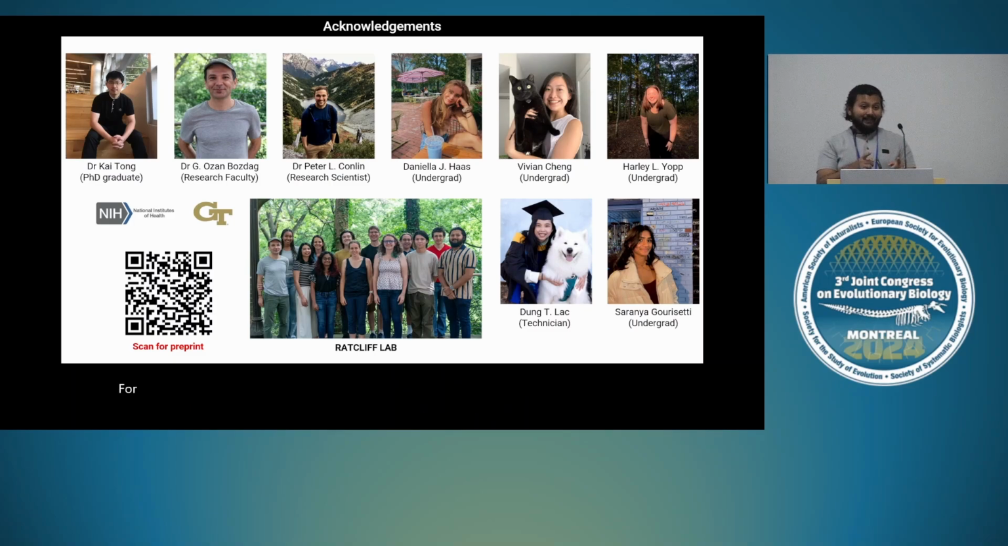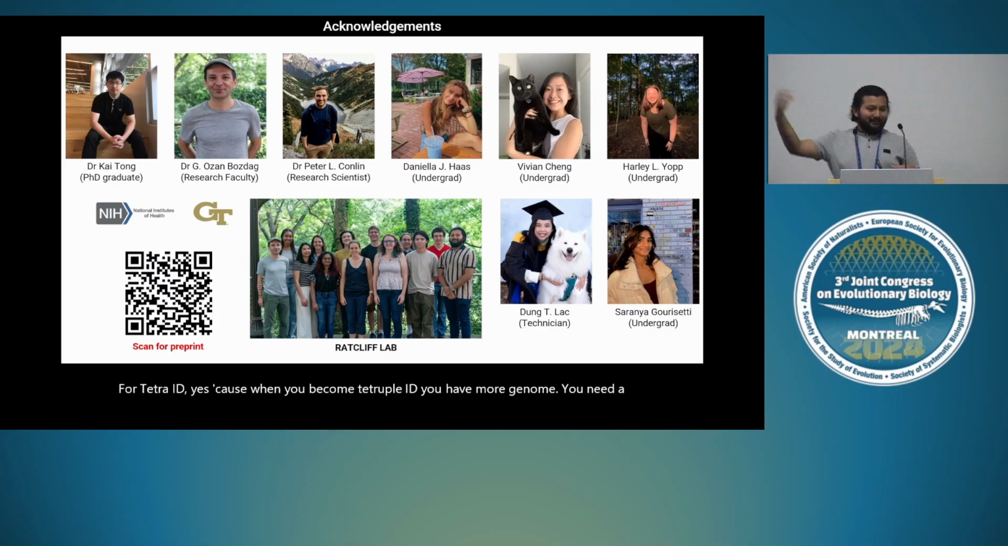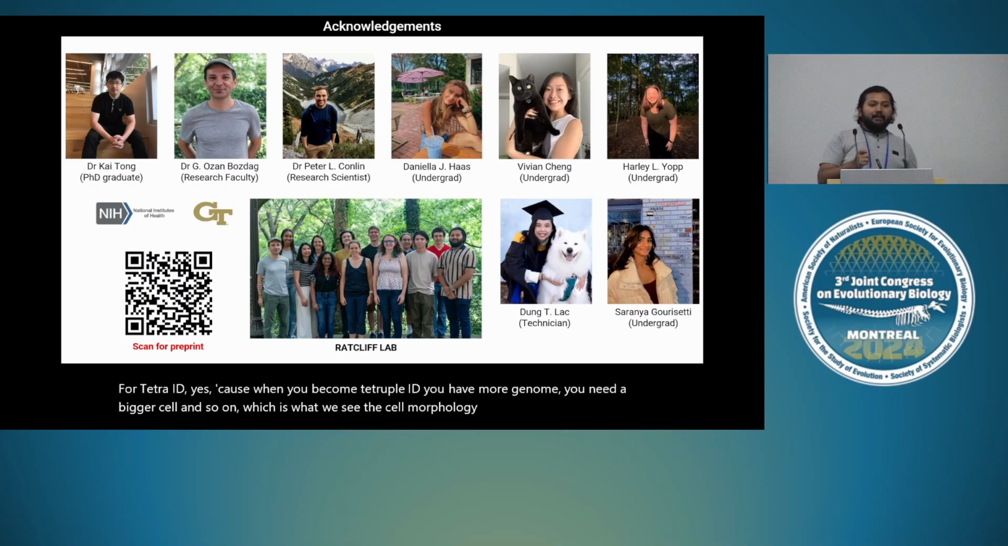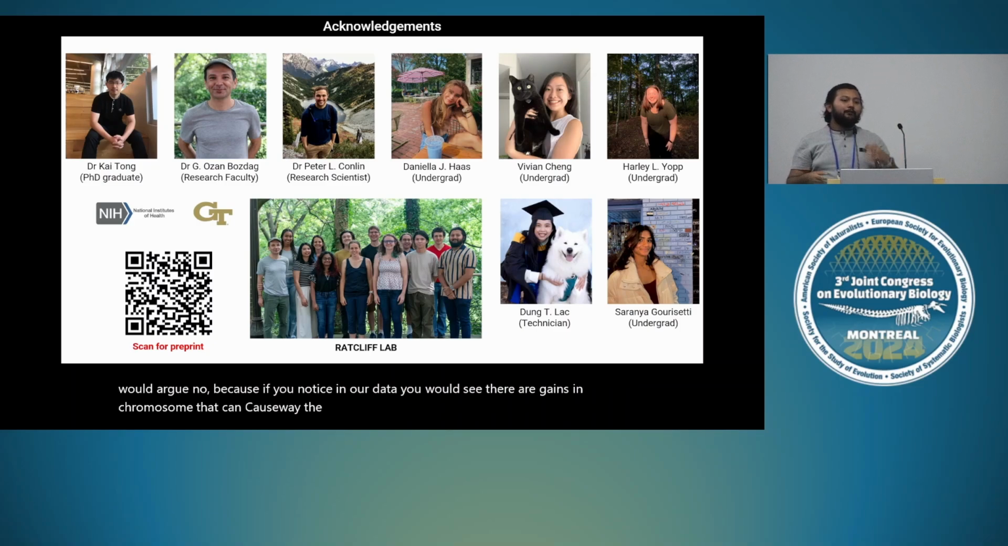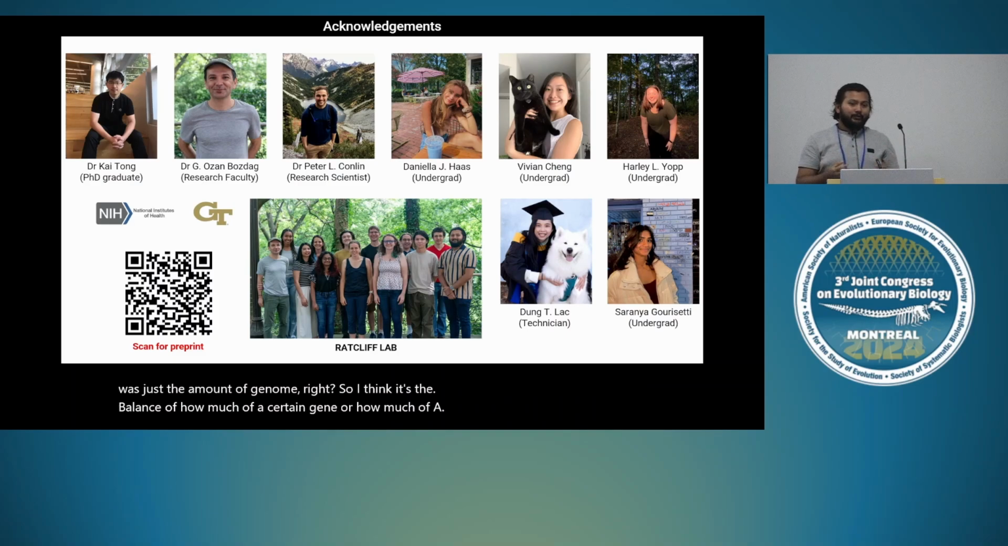For tetraploidy, yes, because when you become tetraploid, you have more genome, you need a bigger cell, and so on, which is what we see, the cell morphology changing. For aneuploidy, I would argue no, because if you notice in our data, you would see there are gains in chromosome that can cause the macroscopic size to go away, which wouldn't happen if it was just the amount of genome, right? So I think it's the balance of how much of a certain gene or how much of a certain chromosome you have as a whole.